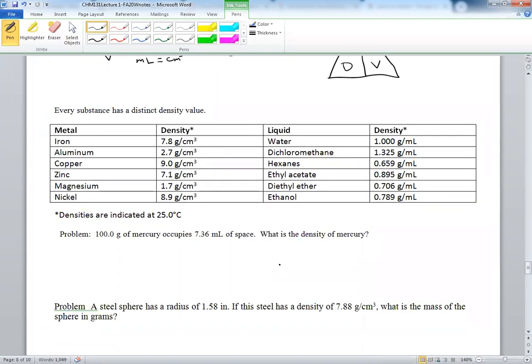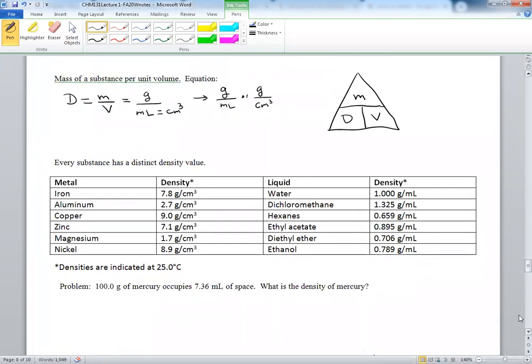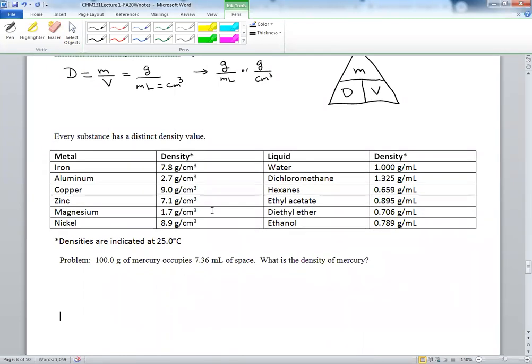So let's look at a simple problem here. Start with a very simple problem. It says 100 grams of mercury. Right away, you know this is the mass. Grams is the unit for mass. It occupies 7.36 mils of space. You know right away that that's the volume. What is the density of mercury?